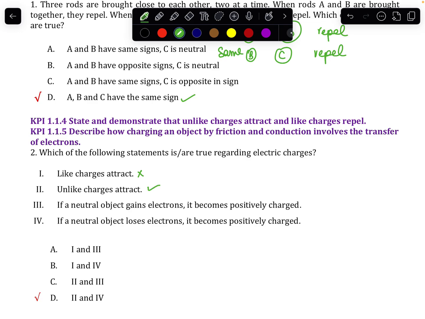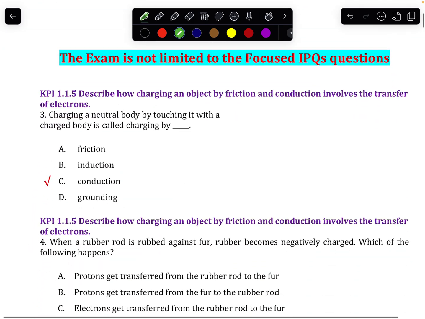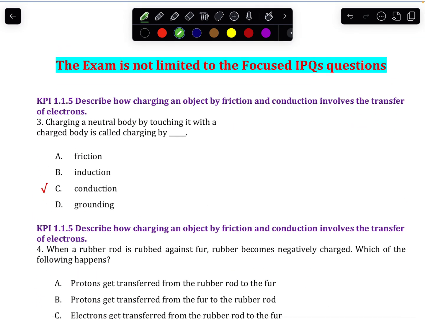If a neutral object gains electrons, it becomes negatively charged. If a neutral object loses electrons, it becomes positively charged. So basically 2 and 4 are correct. So charging a neutral body by touching it means conduction.